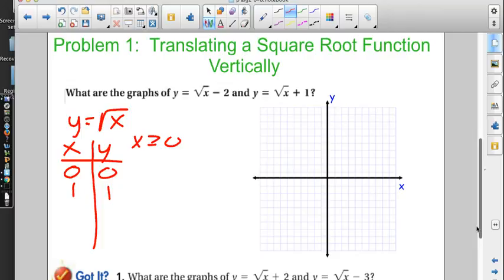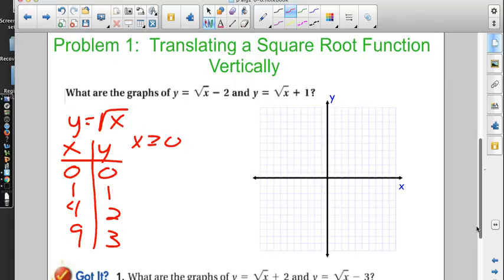2 is a miserable decimal when you take the square root. I don't want to put 3 in there either. So the next one we would go to is 4. And say, oh good, that's 2. Keep thinking. 5, 6, 7, 8, ooh, 9. That would give me 3. That's our parent function right there.